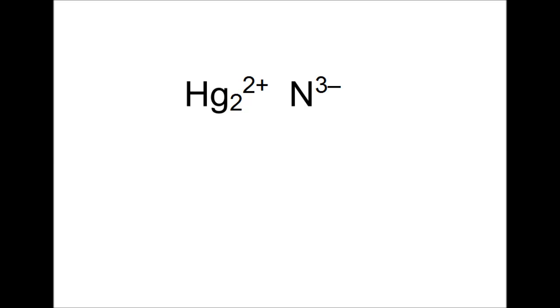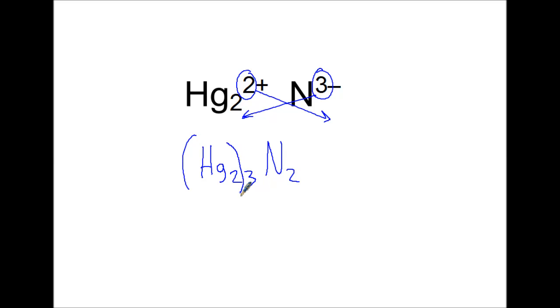So let's take a look at this right here and do the same thing. So this 2 is going to come right here, and this 3 is going to come over here. Treat mercury 1 like a polyatomic ion. So you have Hg2, N2, and then we have to put a 3 right here. But this has to be in parentheses, okay? Because we don't want 23 mercuries. We want 3 mercury 1 ions, okay? So make sure you pay attention to that because you might miss it.